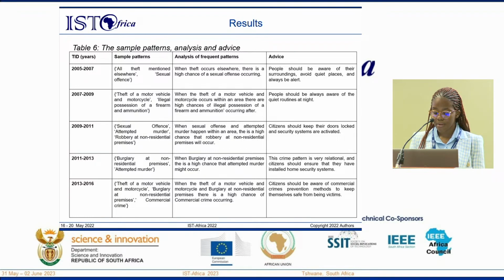And then this is a sample of some of the extracted frequent patterns which we have obtained from the SAPS data set. So I'm going to go to 2011 to 2013. The sample pattern which we have obtained from our results was burglary at a non-residential premises and attempted murder. When we analyze this pattern, if burglary at a non-residential premises occurs, there's a high chance that attempted murder will occur. And the advice that we would give to the users is that they should be aware of their surroundings and they should install more security systems.